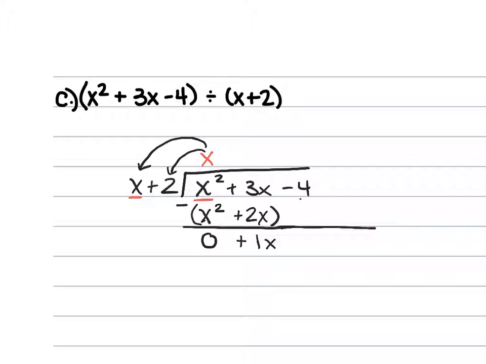We're gonna bring down the negative 4. We need this brought down. And now we're gonna do x times what equals 1x? And that is 1. So we're gonna do plus 1. x times what will equal 1x? And that is, as she said, 1. And now you put the arrow with the x in the top. Okay, 1 times x is 1x.